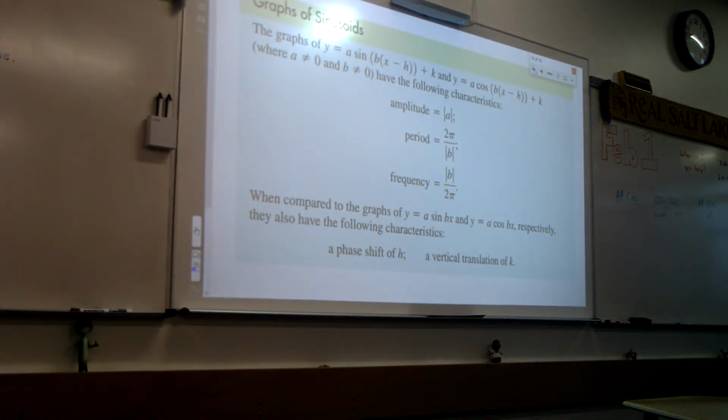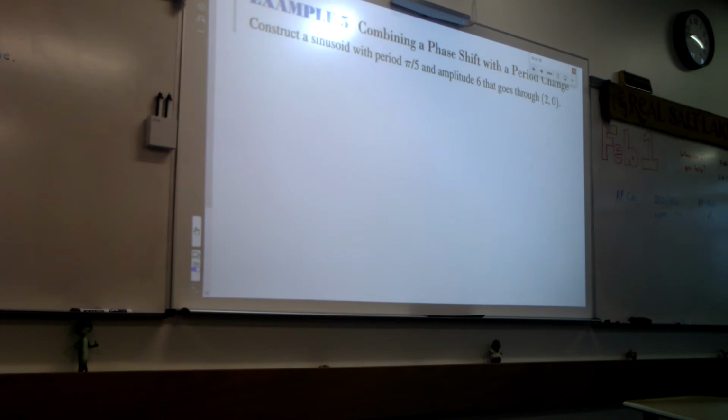Okay, so let's try to draw this one out. Construct a sinusoid with period pi over 5 and amplitude 6 that goes through 2, 0. Whew. Okay, so let's talk about this. So sine is going to look like this. We could do y equals a times the sine of b, and then we're going to do x minus h plus k. We've kind of used different letters, but that's how we write out our parent function.